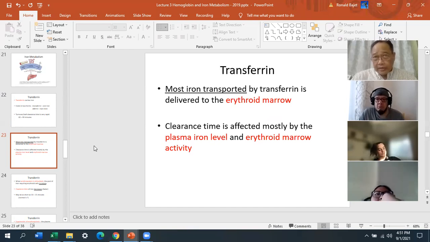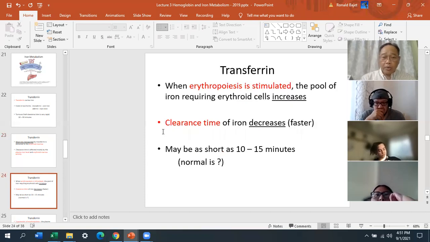Say, for example, you get into a car accident, you got stabbed or shot, you're going to be bleeding all over the place. So you're losing blood. Therefore, you need to replace the blood that you lost. Therefore, you have plasma iron level that's in demand. Okay, it's in demand. So if it's in demand, then your factory is going to crank up production. So what happens is erythropoiesis is stimulated.